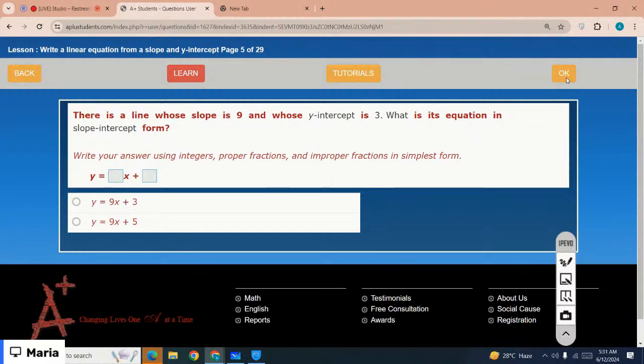There is a line whose slope is 9 and whose y-intercept is 3. What is its equation in slope-intercept form? So which is the correct option? The correct option is y equals 9x plus 3. Option number 1 is the correct option.